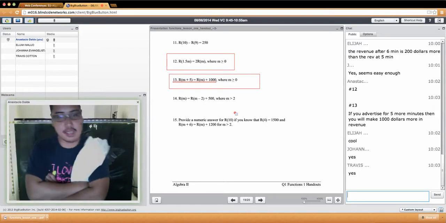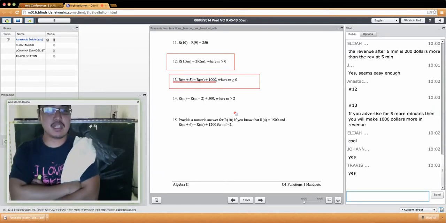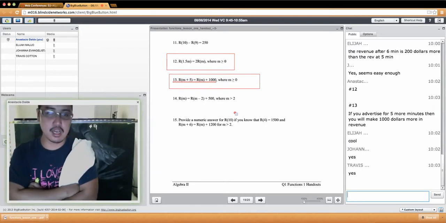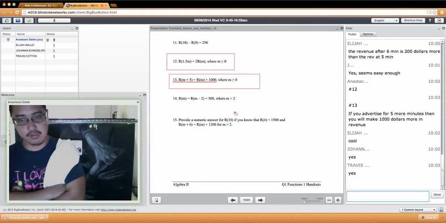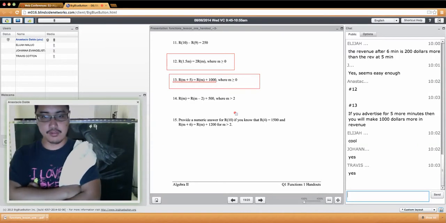Number 15 looks tough. Instead of writing it down, why don't we just talk about it? You can watch the archive if you don't get it. Provide a numeric answer for R(10), if you know that R(4) equals 1,500 and R(M+6) equals R(M) + 1,200 for M greater than 2.